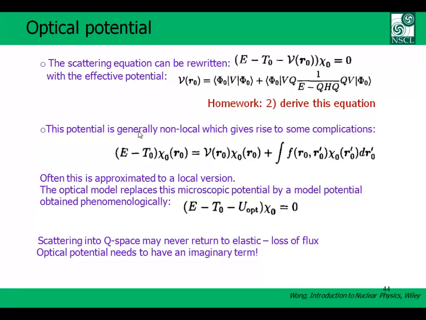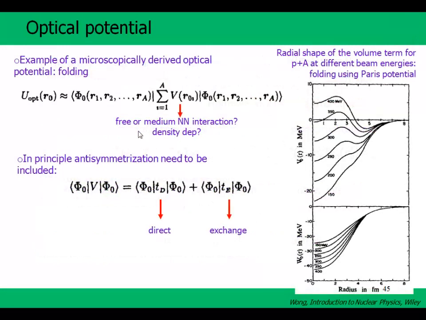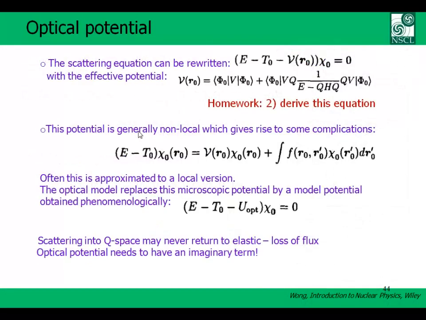Yes? I don't understand, because if we make the hypothesis that the target stays in the ground state, so we consider only the elastic scattering, why do you speak about Q space that may never return to elastic?